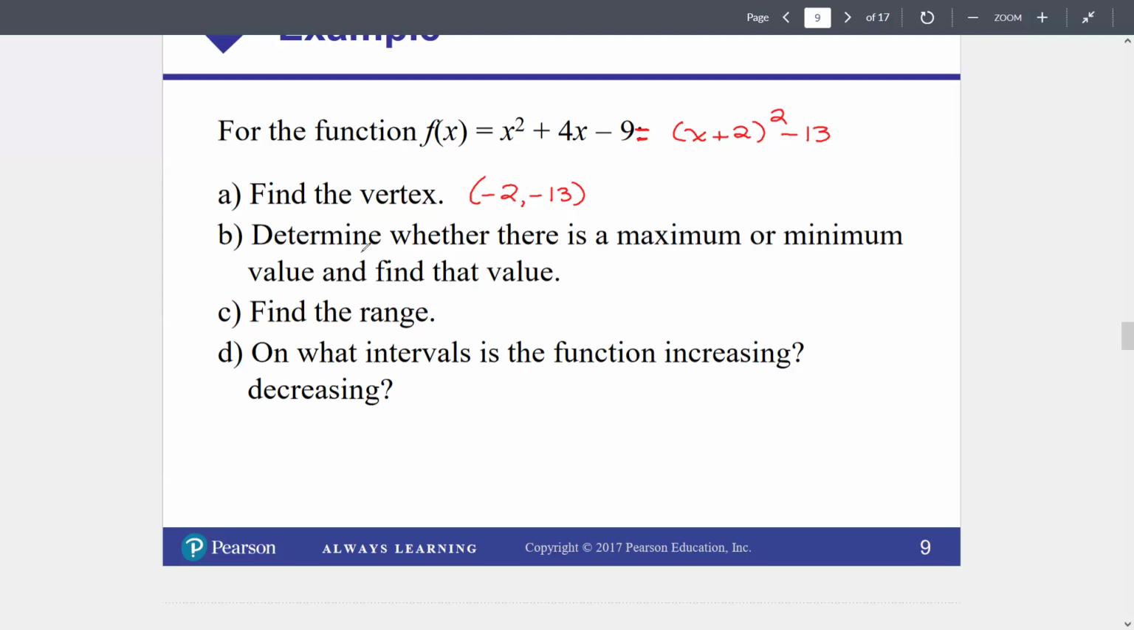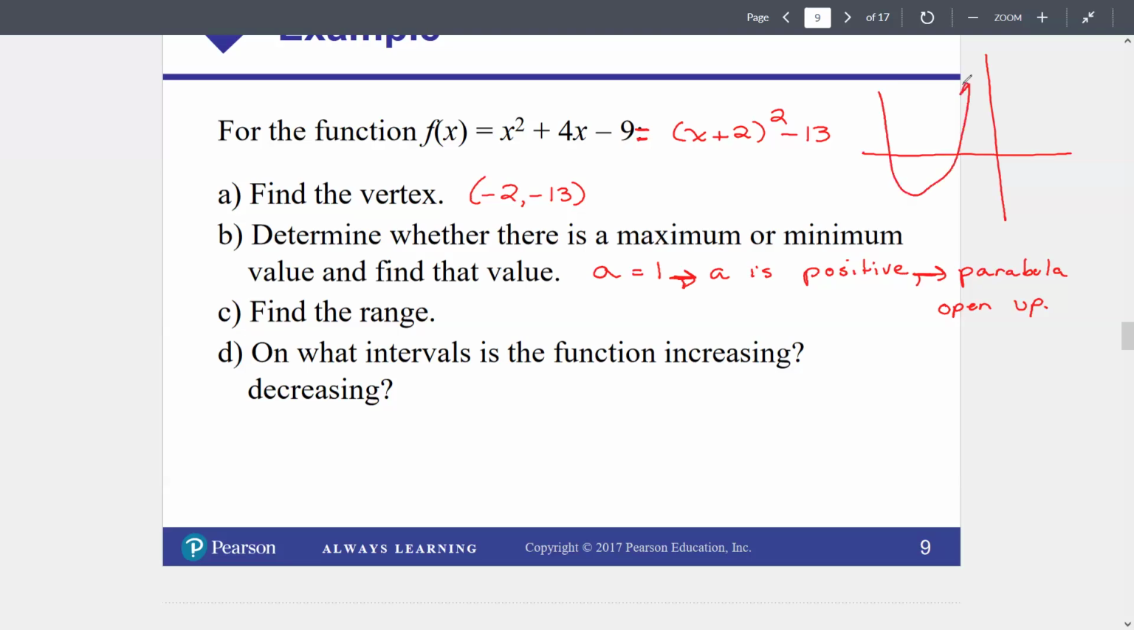So we want to determine whether we have a maximum or a minimum. What we're going to look at is what a is, and we said that a is 1. This means a is positive. A is positive, which means that the parabola is going to open up. We kind of saw what it looked like. The graph is doing something like this here, and my vertex would be here.